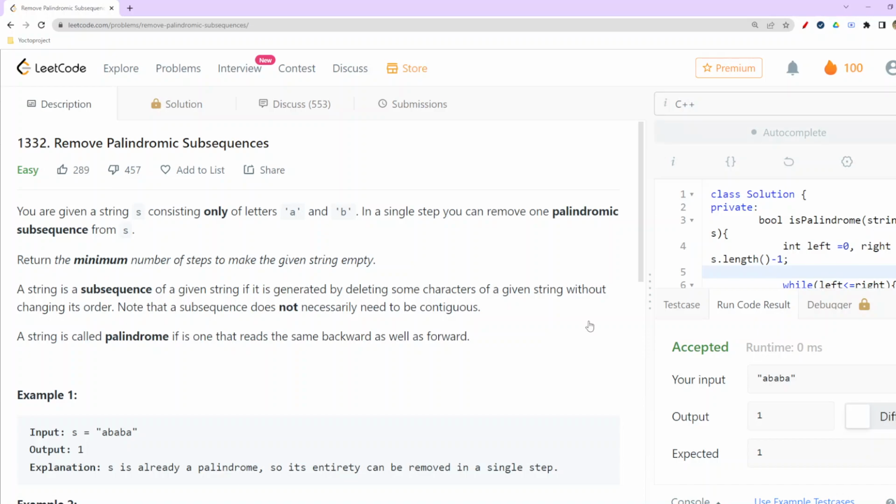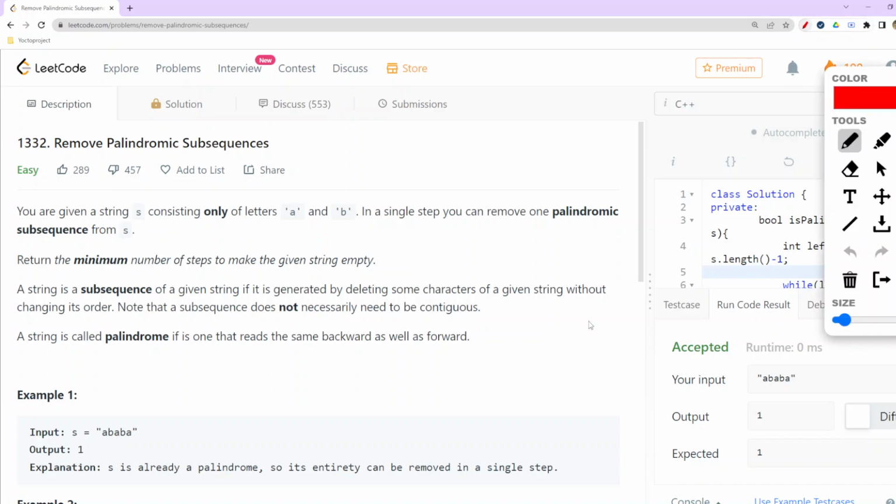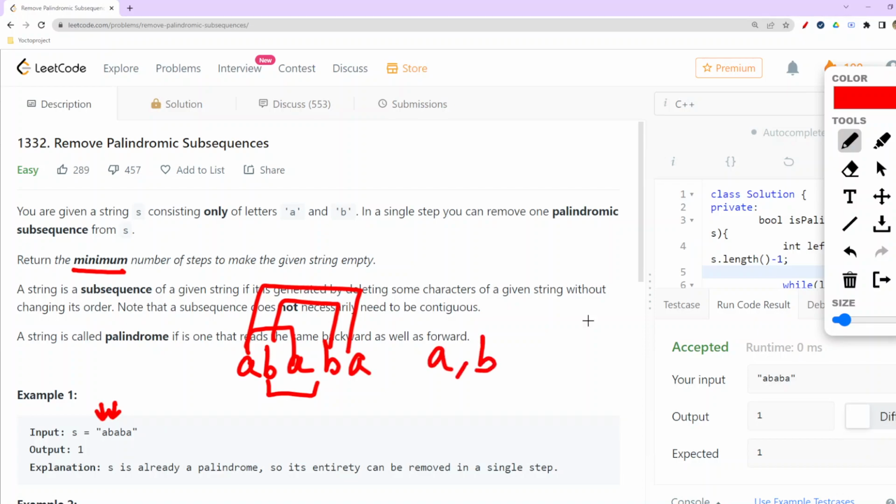So I was thinking that whatever string is given, I need to check for something like A, B, A, or a whole subsequence. But we are required to return the minimum. And another catch is that there are only two characters, A and B. Only these two are there.